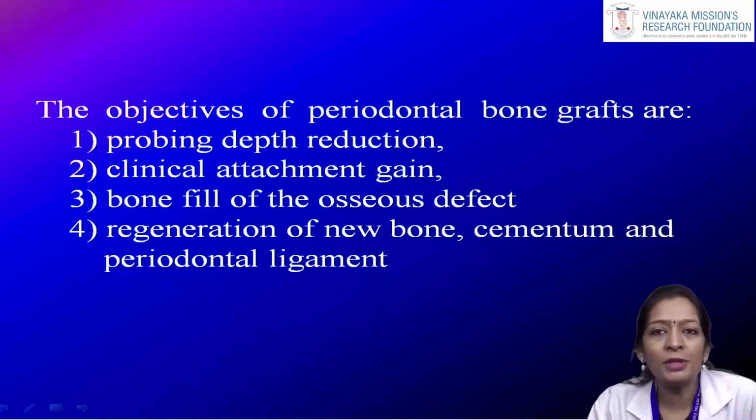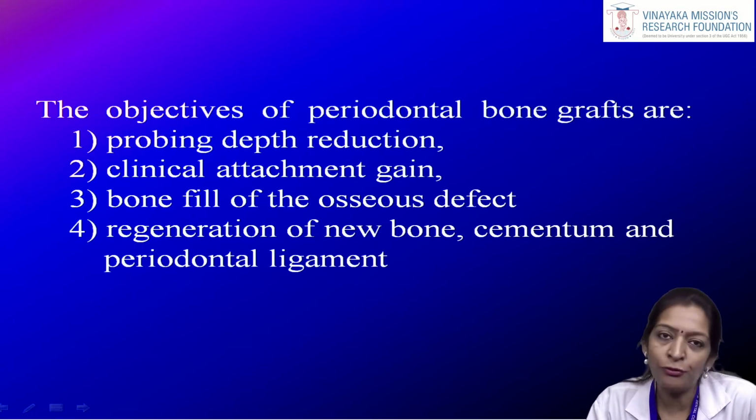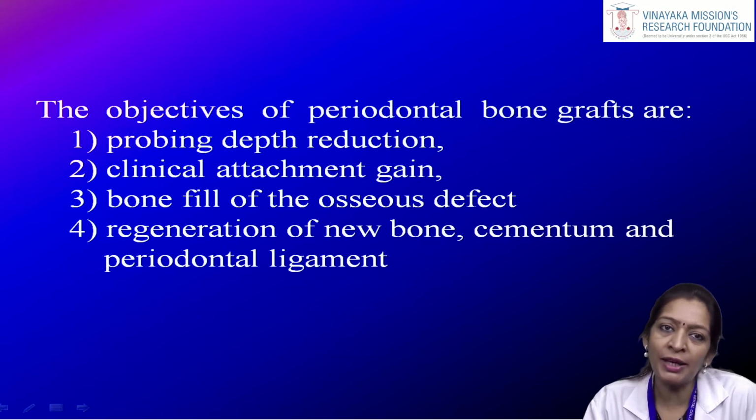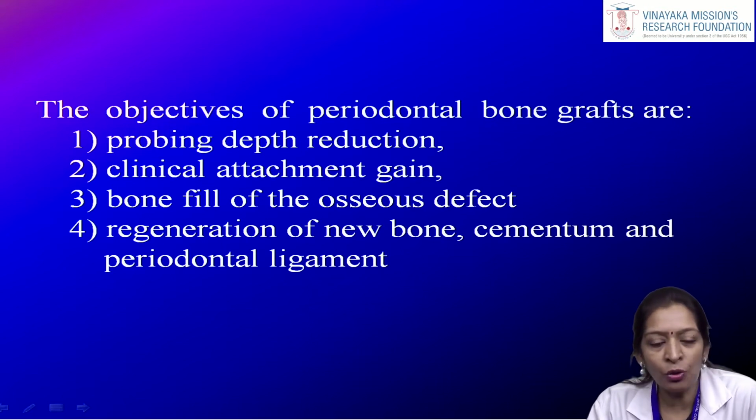So what are the objectives of periodontal bone grafts? As I told earlier, because of periodontal disease, there is pocket formation, attachment loss, bone loss, and all. So we have to regain all these things. So any bone graft should help in reduction of the probing depth, clinical attachment gain, and good sufficient bone fill, and it should help in the regeneration of new bone, cementum, and periodontal ligament.